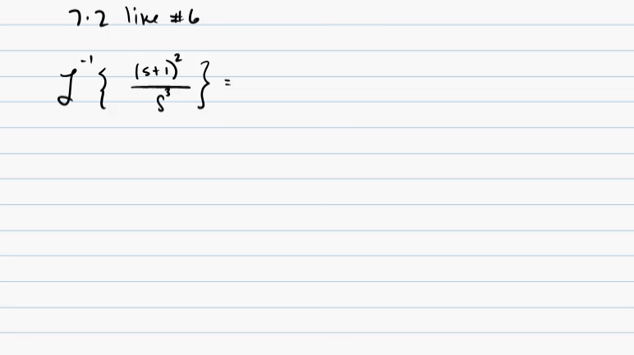This is a problem like number 6 in section 7.2, in which we want to find the inverse Laplace transform, in this case of (s plus 1) squared divided by s cubed. Right now the only way that we know how to find an inverse Laplace transform is from the table on page 263, and this right here we don't see on that table. So what I'm going to do first is expand this (s plus 1) squared, and that's going to give me the inverse Laplace transform of s squared plus 2s plus 1 all over s cubed.